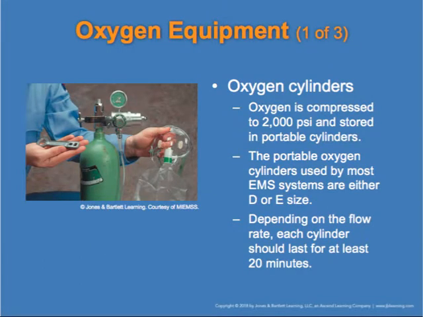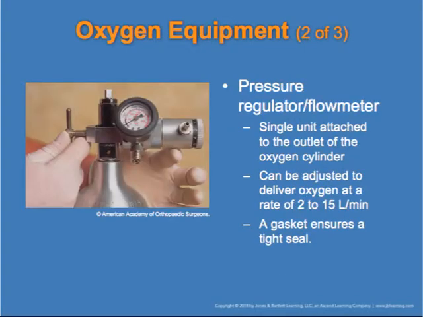Oxygen cylinders, these things are interesting for a lot of reasons. They're stored and compressed gases at a rate of 2,000 psi and stored in appropriate cylinders, right? The portable cylinder is different sizes, right? Sometimes D size, sometimes E sizes. Depending on the flow rate, each cylinder should last for at least 20 minutes. Pressure regulator, flow meter, single unit attached to the outlet of the cylinder.